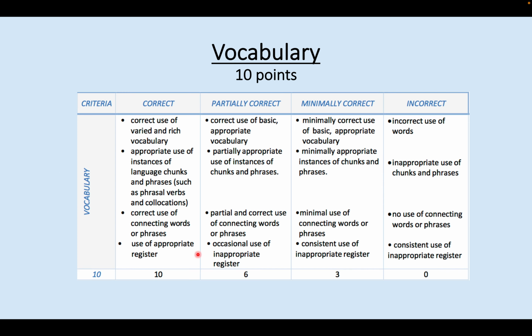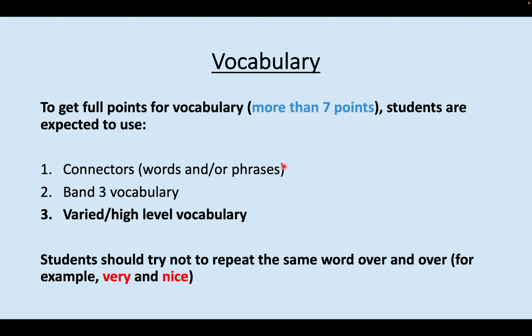So basically, if you look at the rubric, you get 6 points for correct use of basic vocabulary and partially appropriate use of chunks and phrases. You get 7 points if all of your vocabulary is correct. You get more points for using a lot of connectors and for using Band 3 vocabulary for Module E, and using varied high-level vocabulary. So the more high-level, varied vocabulary you use, the more points you can earn, getting you up to 10 points.